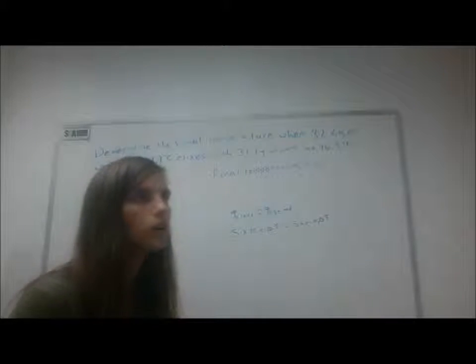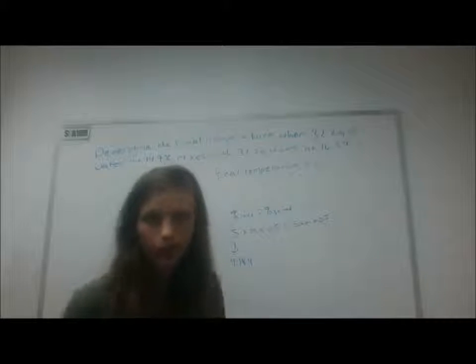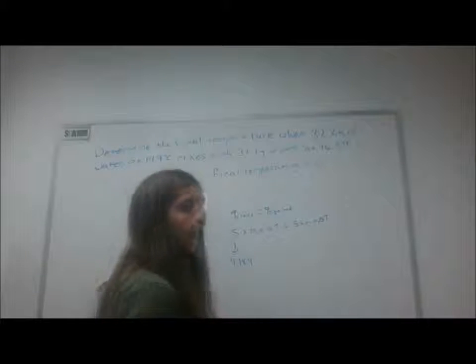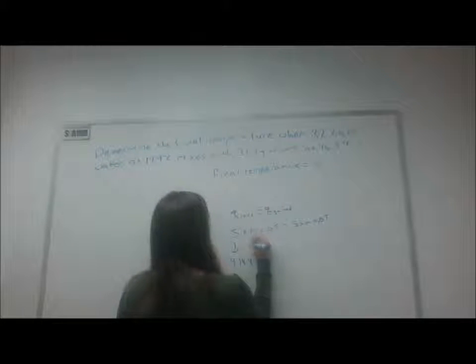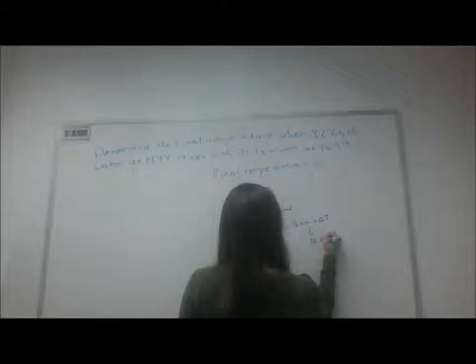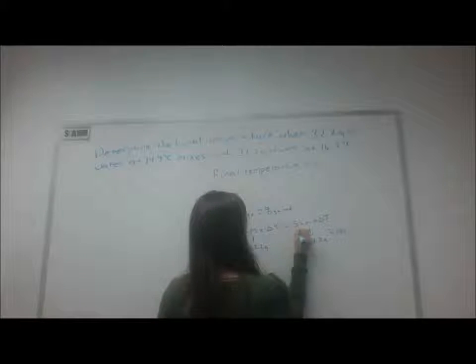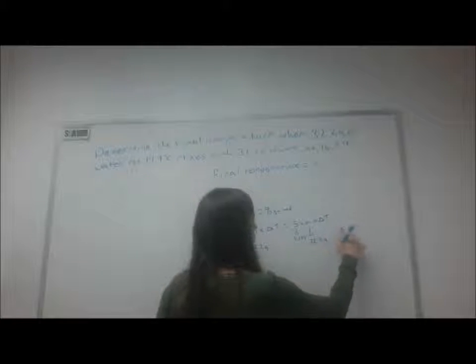So what's S? Well, that would be 4.184, which is the specific heat capacity of water. You can look that up. And we're given 32.2 grams for each. So we know S and M for both sides. Now we don't know T for either side, and this is where they're going to differ.